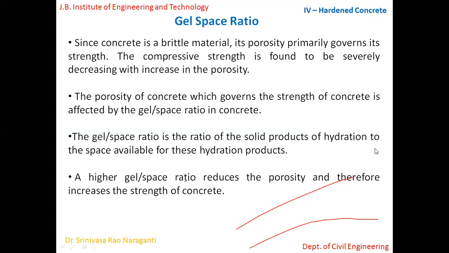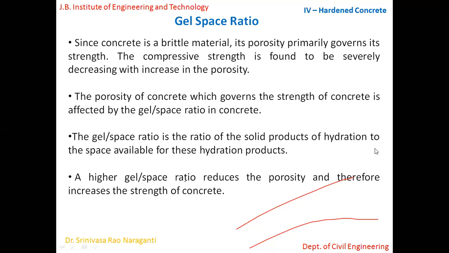Now, the second part of our discussion today is the gel space ratio. Gel in the sense that you are very aware that when you prepare cement and add water to the cement, hydration takes place. In the hydration process, the primary product that is generated is the gel. We call this CSH gel. That's the gel we're talking about here.